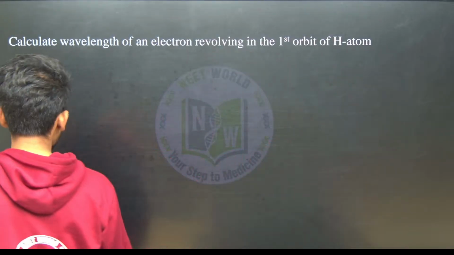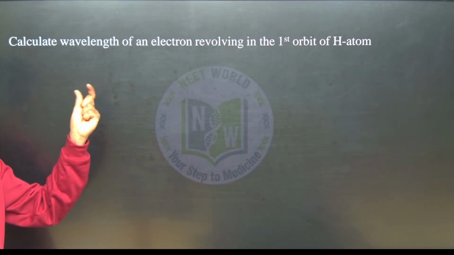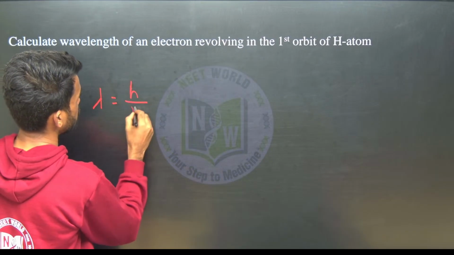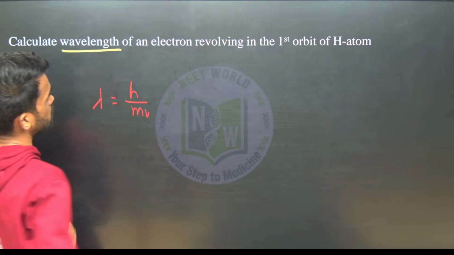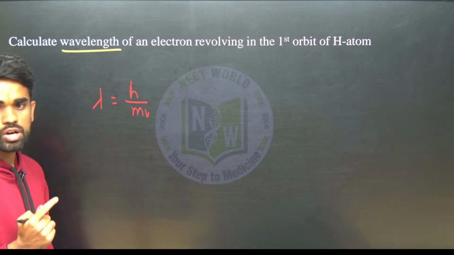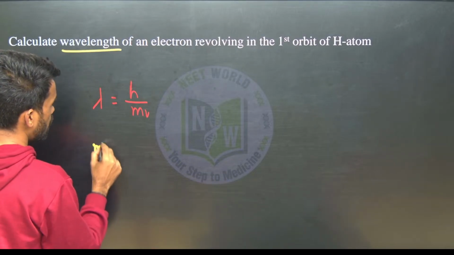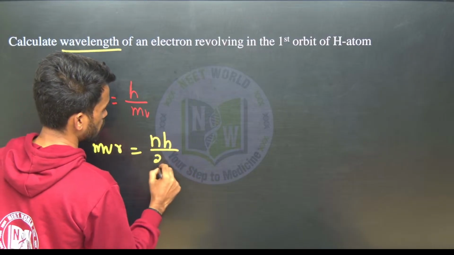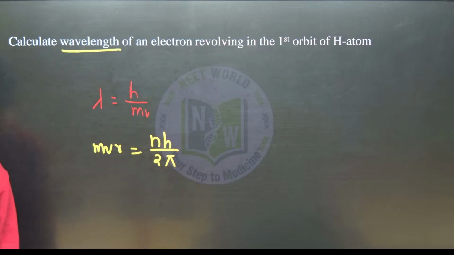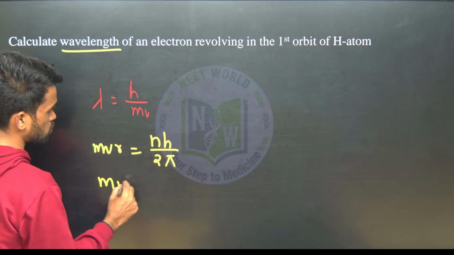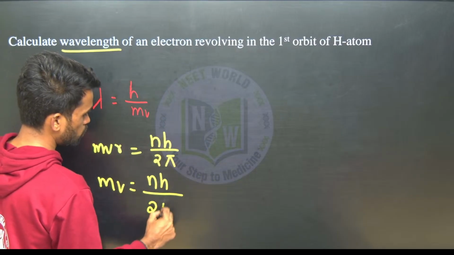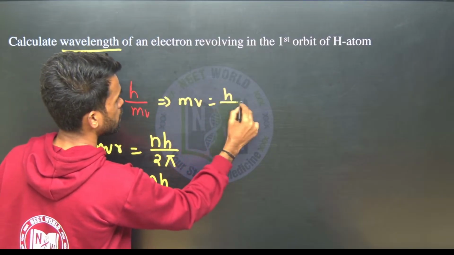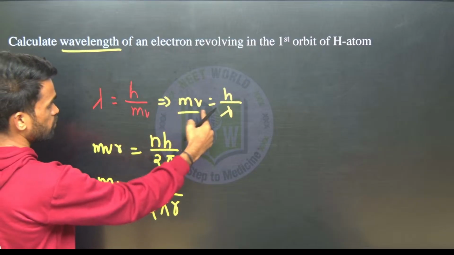There are two ways I can give you for solving this particular question. The first one is lambda equals h by mv. What are they asking? Wavelength they are asking. From Bohr's atomic model, what can we say? Angular momentum mvr equals nh by 2 pi. This is the angular momentum quantization condition. From this I can write mv equals nh by 2 pi r. From here also mv equals h by lambda I can write. Both are mv, so both are equal.